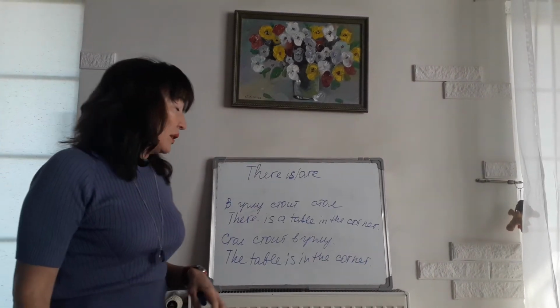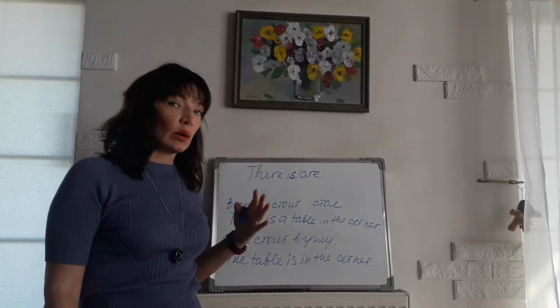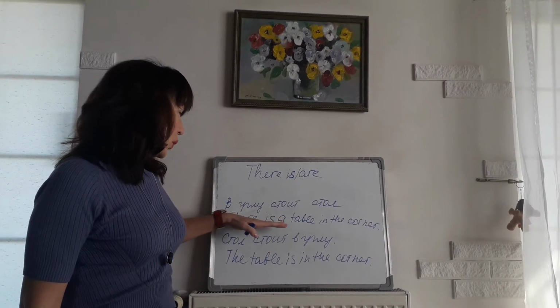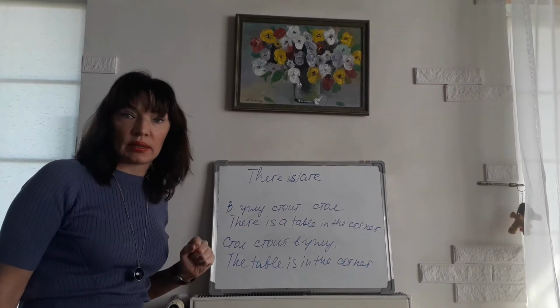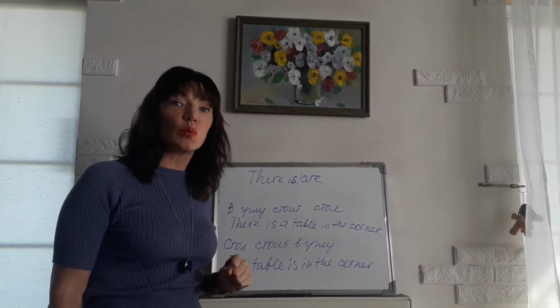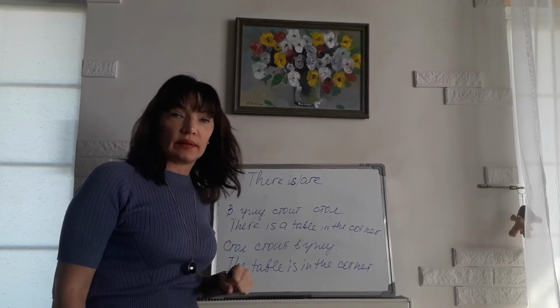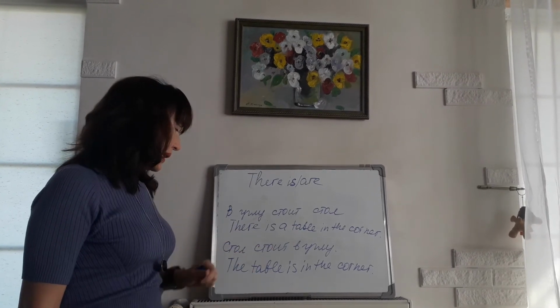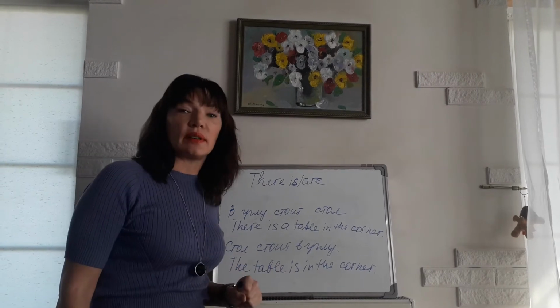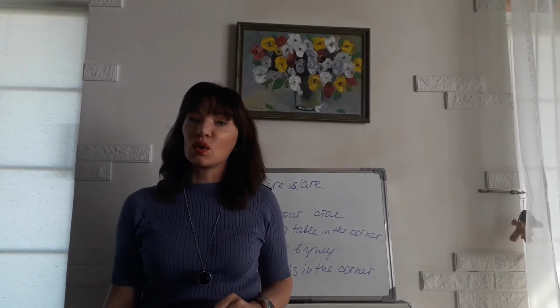So, the basic difference is the question word that we use in questions to these sentences. For example, here our question word is what? What is there in the corner? And in this case, the question word is where. Where is the table? Now let's look at the structures.